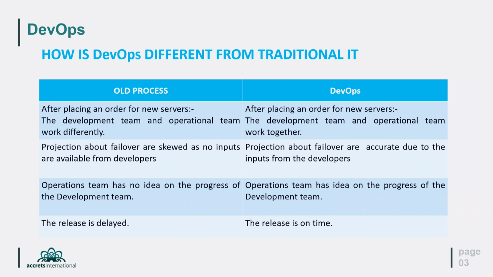Now, in the old process, load testing is done before going live. There is a chance that the application crashes, but due to this failure, they cannot recover as soon as possible, which results in a delay on the release dates because both the teams are working separately. On the other hand, in DevOps, whenever the application crashes, they quickly cover the failovers, and the release is done on time on the expected date. So this is how DevOps differs from traditional IT.